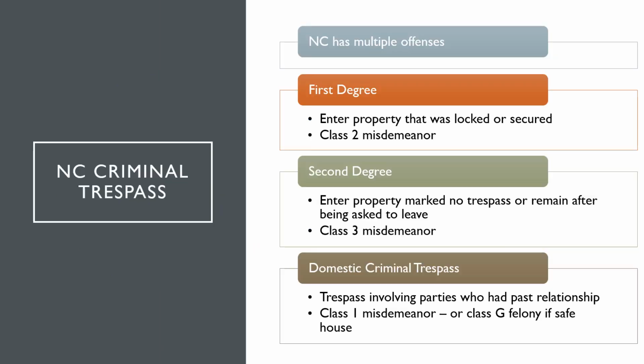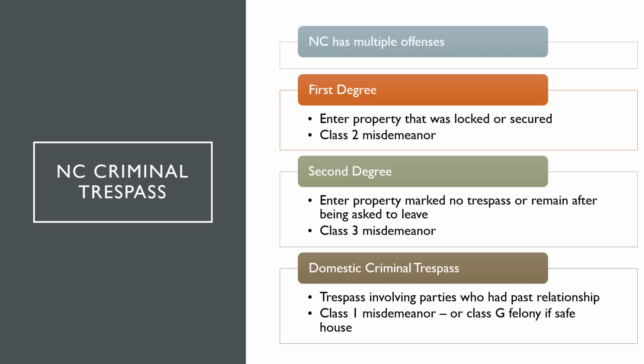So let's look at our final slide about what North Carolina does here. As I said, North Carolina has multiple offenses here. We've got first-degree trespass. Now, first-degree trespass, you're entering property that was locked or secured. And that could be theoretically outside. It could be there is a gate that is closed and locked, even if it's a very simple lock to open. That could be a first-degree trespass. It could be a shed behind someone's house. That could be a first-degree trespass.